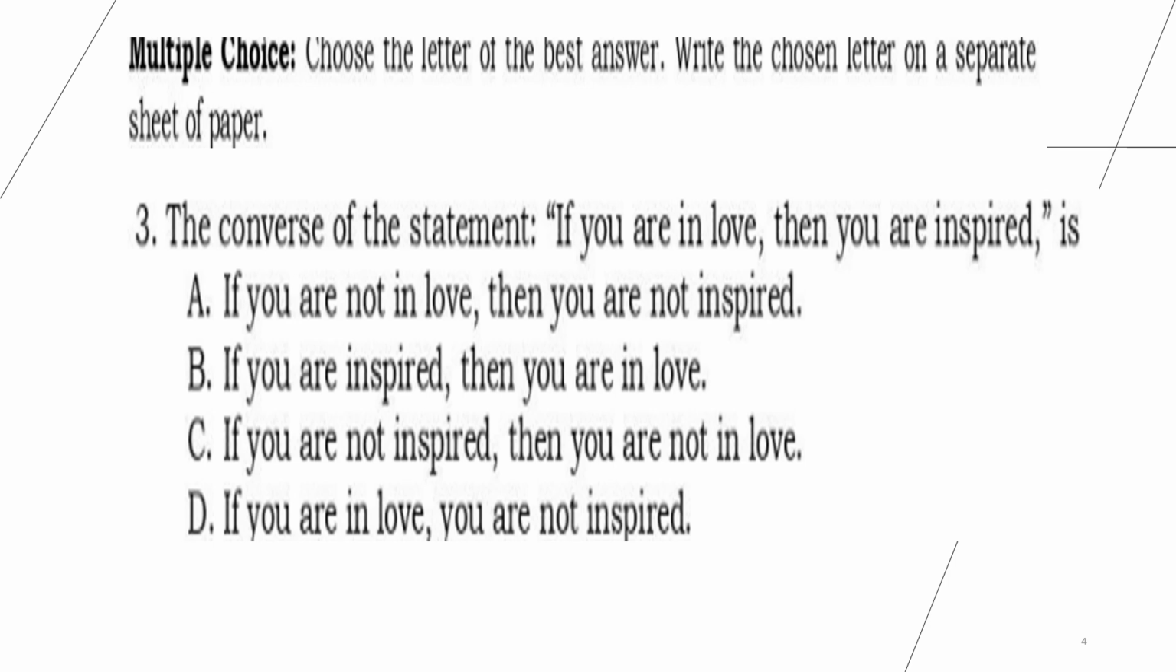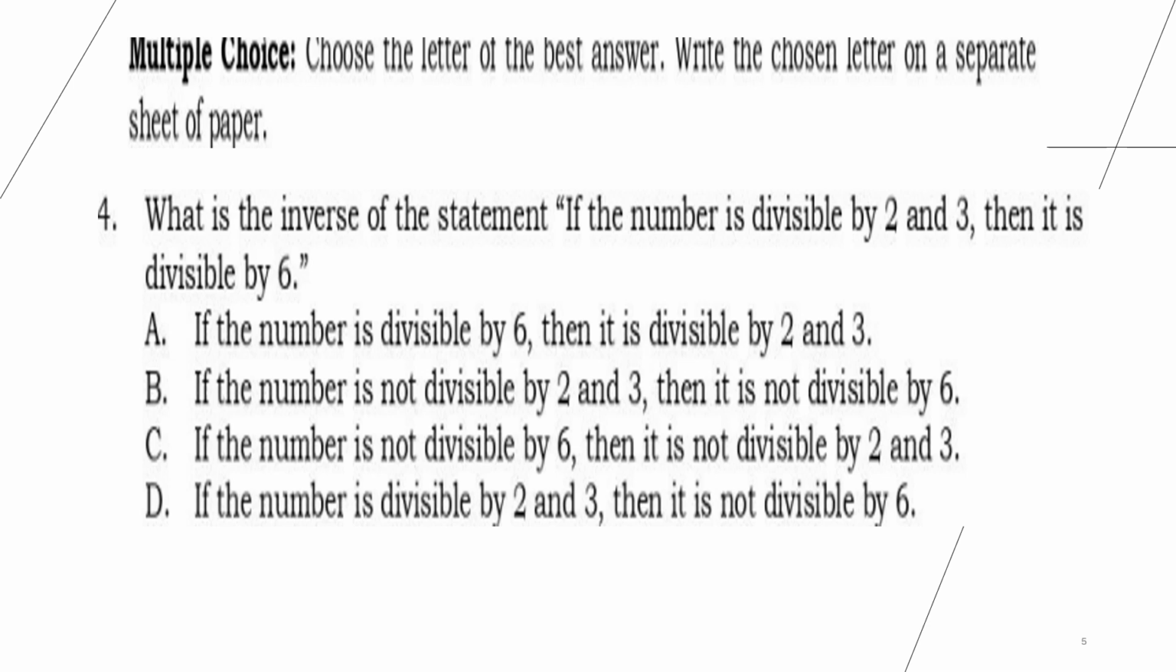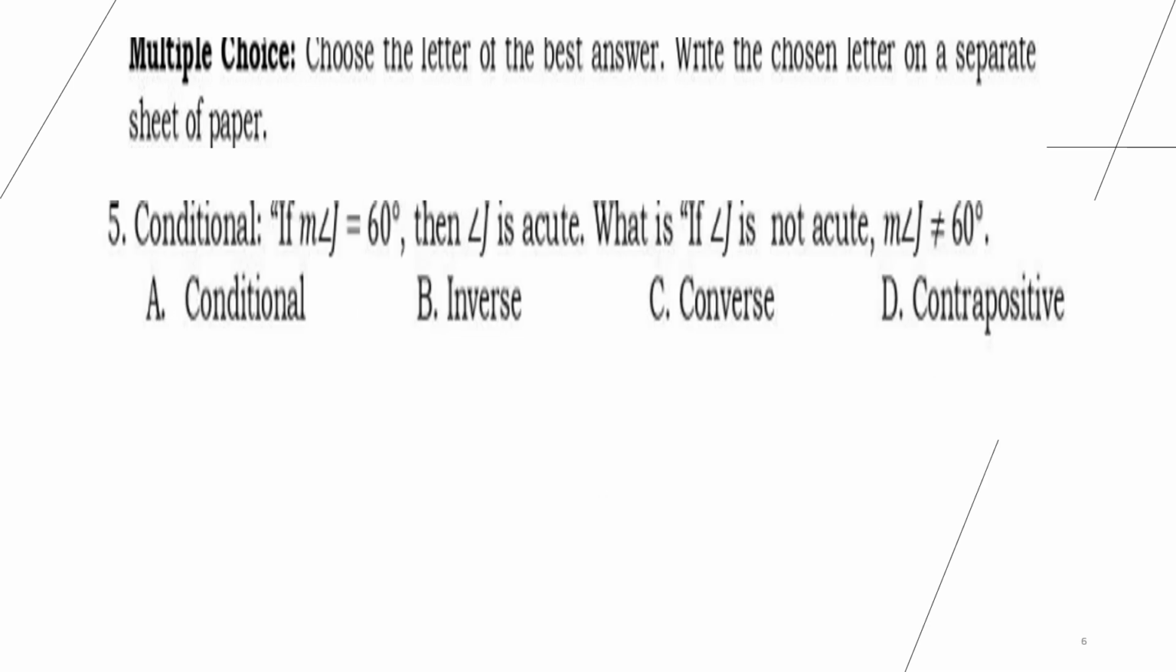So as we go on, you can answer this. Number four, what is the inverse of the statement, if the number is divisible by 2 and 3, then it's divisible by 6? You can choose the letter of the best answer. And here, the conditional: if measure of angle J is equal to 60 degrees, then angle J is acute. What is the contrapositive? If angle J is not acute, then measure of angle J is not equal to 60 degrees.